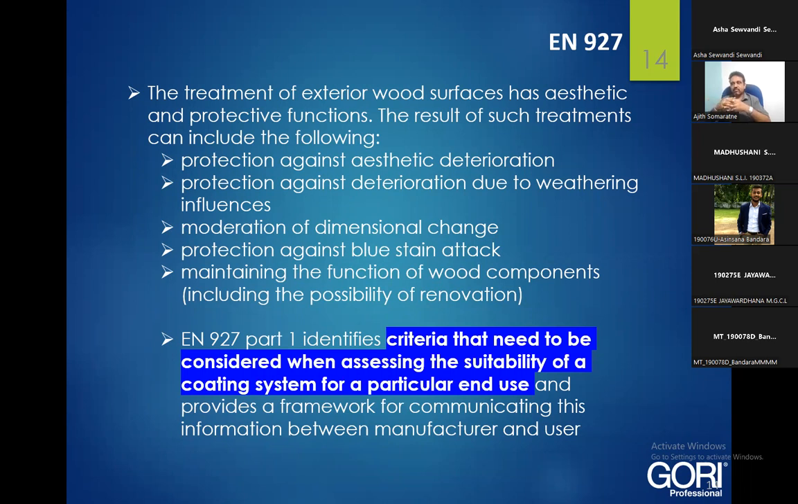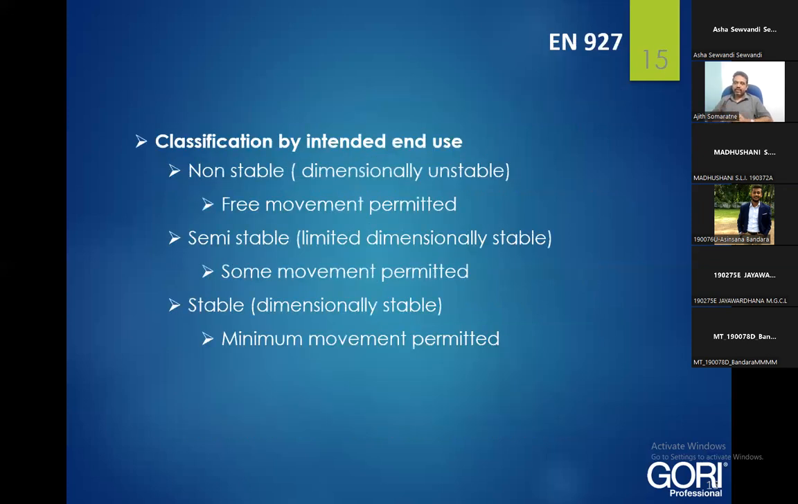Then protection against blue stain or any other rots and all. Then maintaining the function of wood components. Likewise, we have the concerns which we should consider when we are selecting wood protection coating. So EN927 part one identifies the criteria and it defines some factors and parameters actually. So we'll see some main concerns discussed in EN927 part one, right? First, it classifies the applications by the intended end use, right? It classifies it into three categories actually.